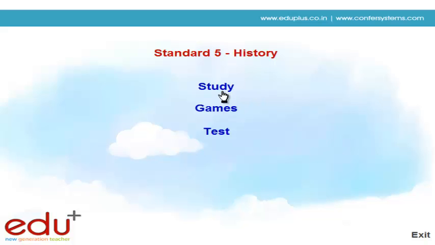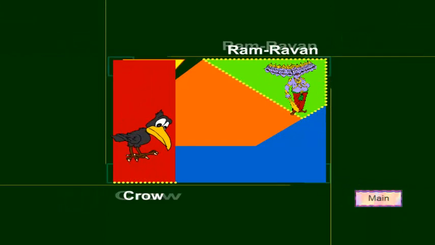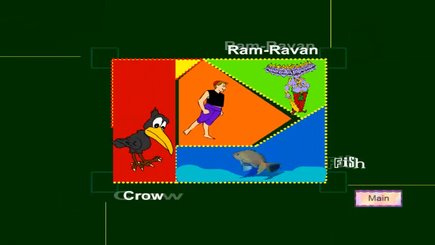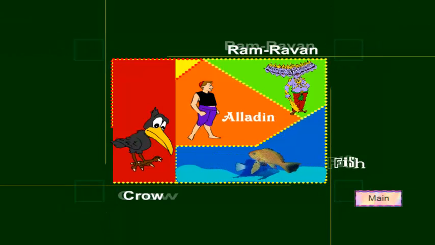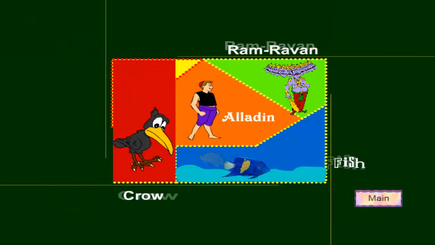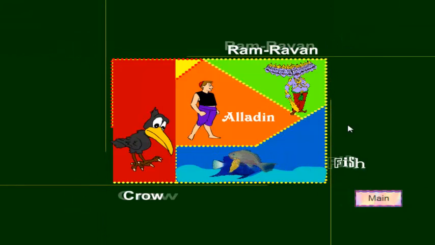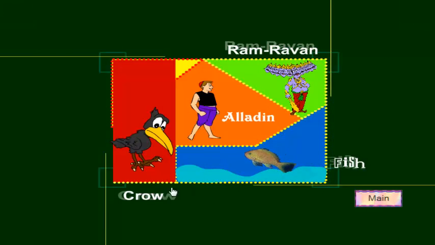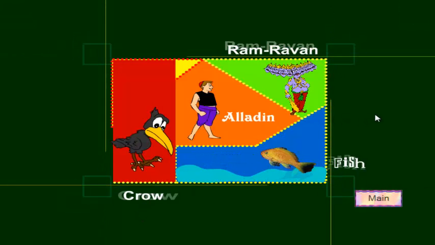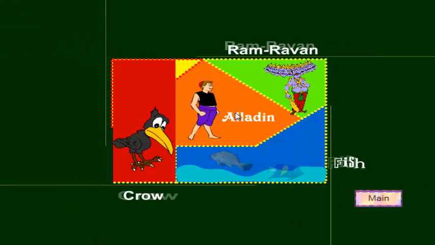After finishing the study section, we turn to the next section, games. Here, we are adding 16 different educational games, in which 4 games are selected for each standard. For these standards, our selected games are Ram Ravan, Aladdin, Crow, and Fish. In this game, we are seeing the Aladdin.